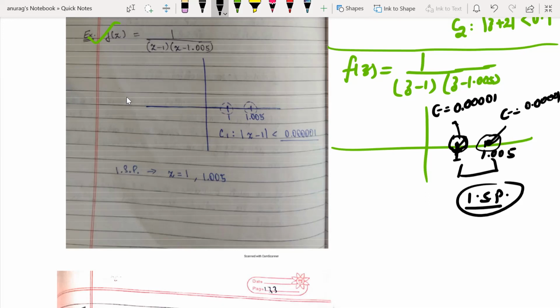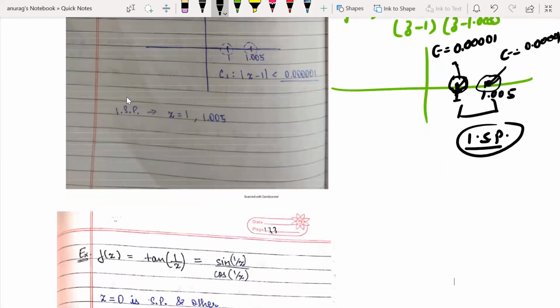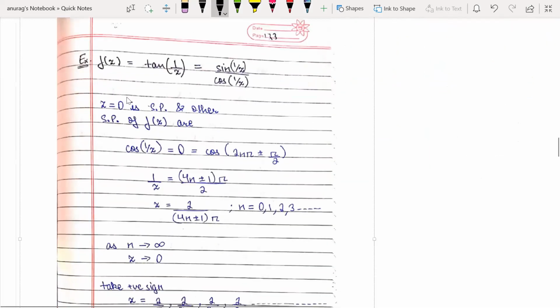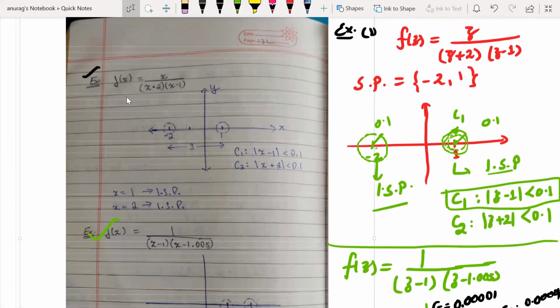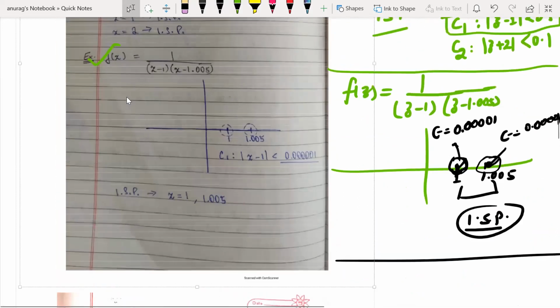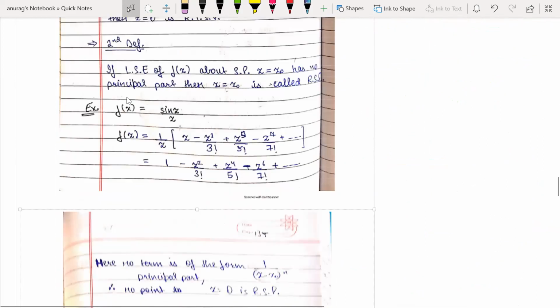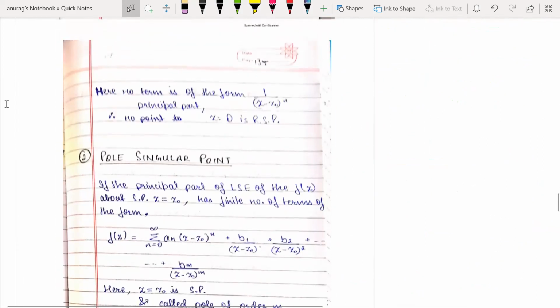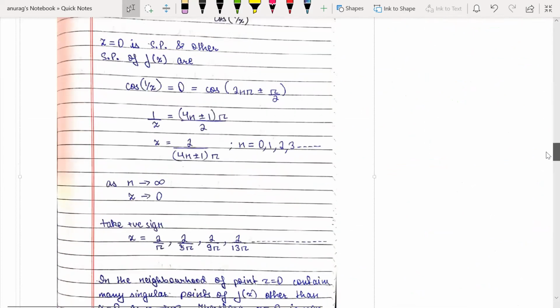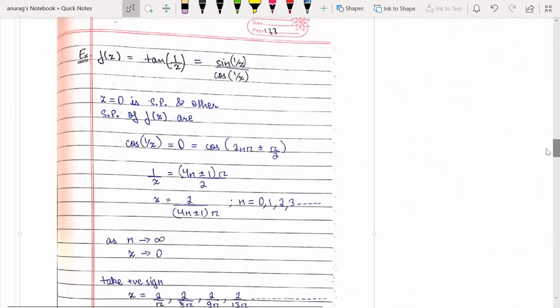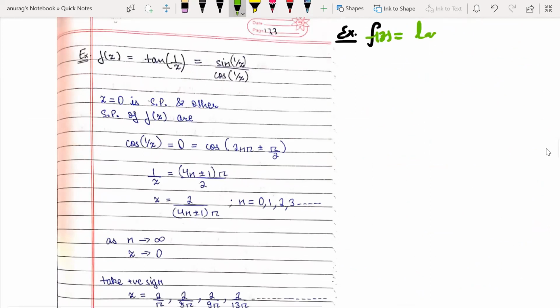No, this is not correct. Let's take another example. In that example, you will not be able to find such a small radius as was feasible in these first two examples. Okay, let's take this example: f(z) equal to tan(1/z).